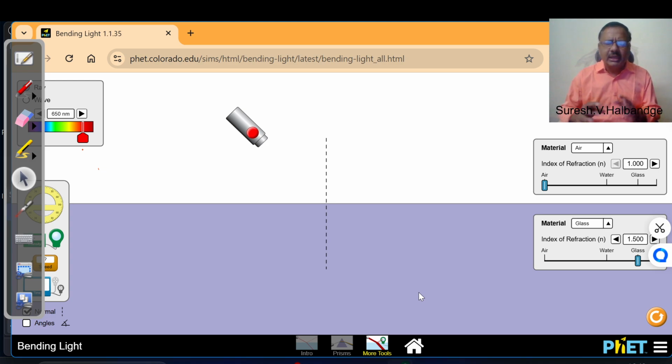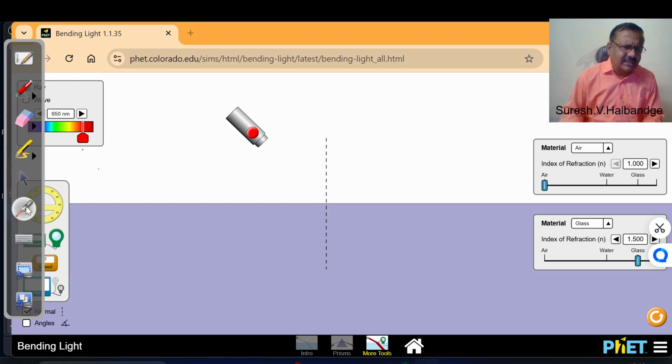Today, I am here to explain the phenomenon of total internal reflection with the help of physics simulation. Now, we all are aware of the phenomenon of reflection of light, right? Now here we can see there are two media.